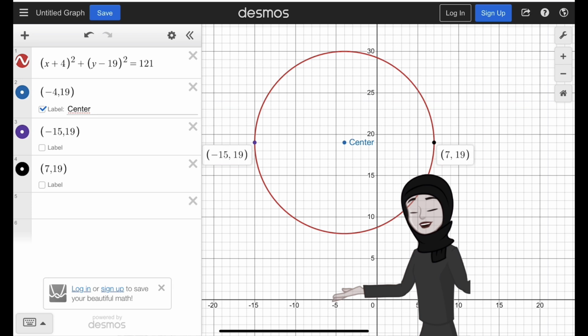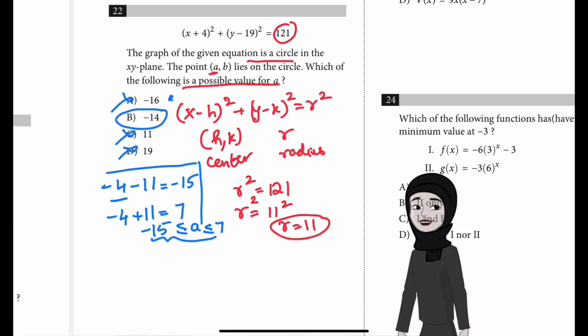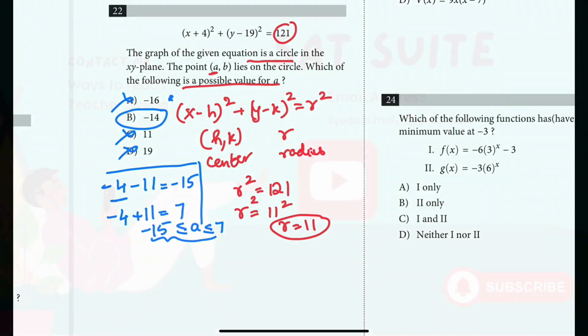So that is why we selected −14 as the answer. This is the visual representation, just for your information. You can solve it without the diagram. So I hope it's clear, and we can move on to the next question.